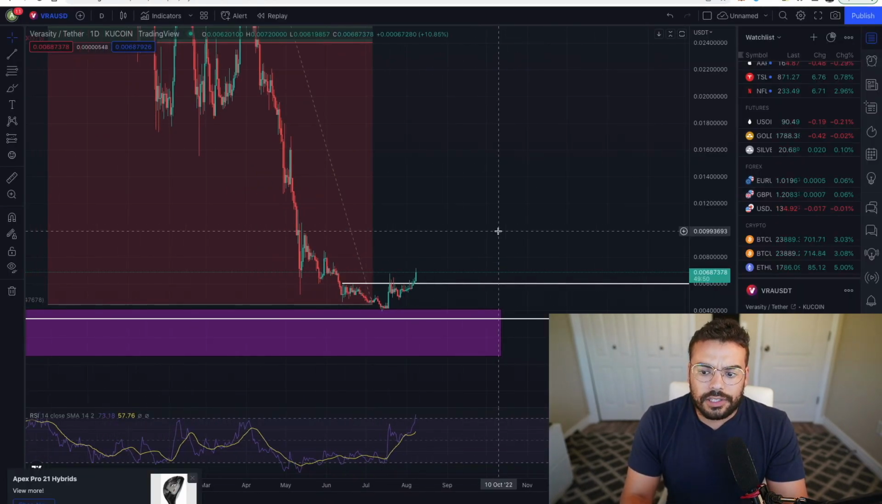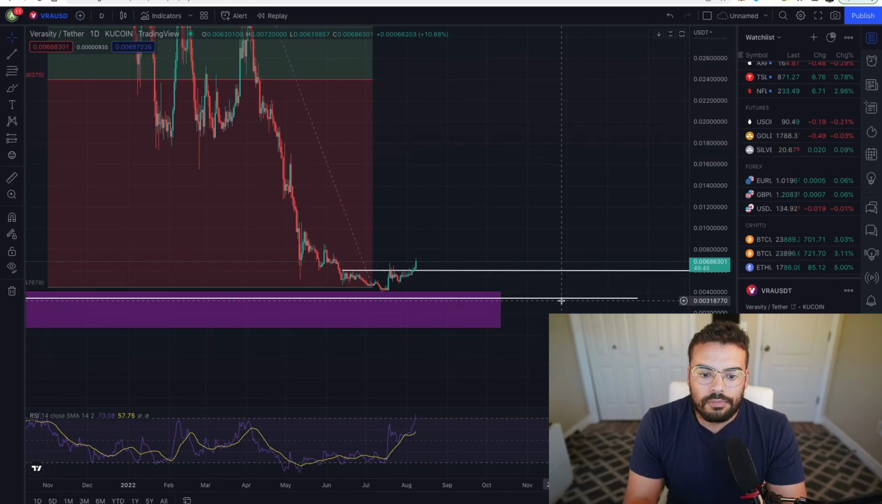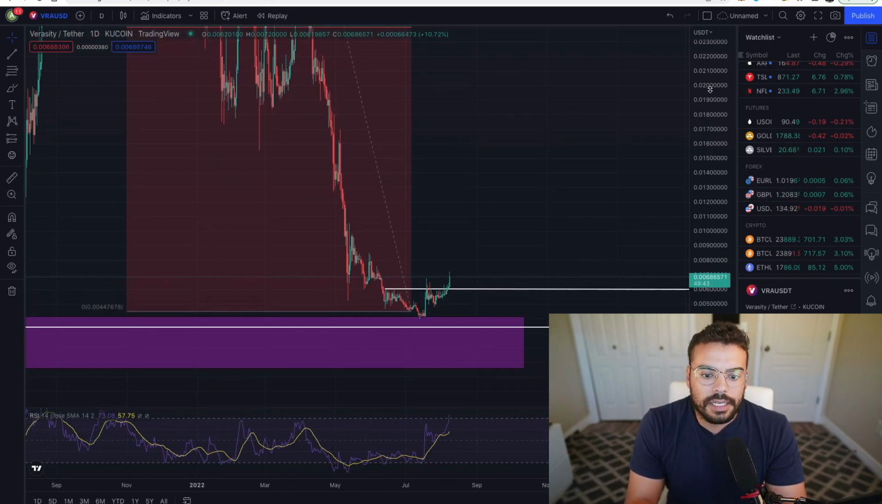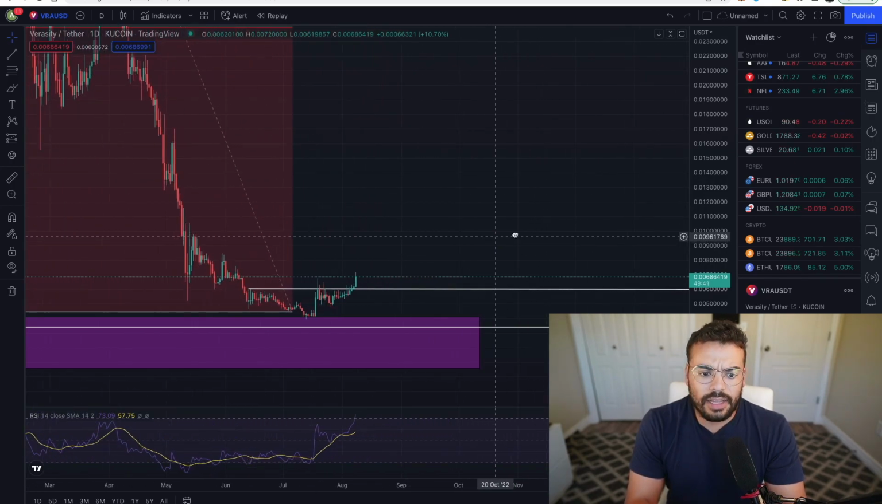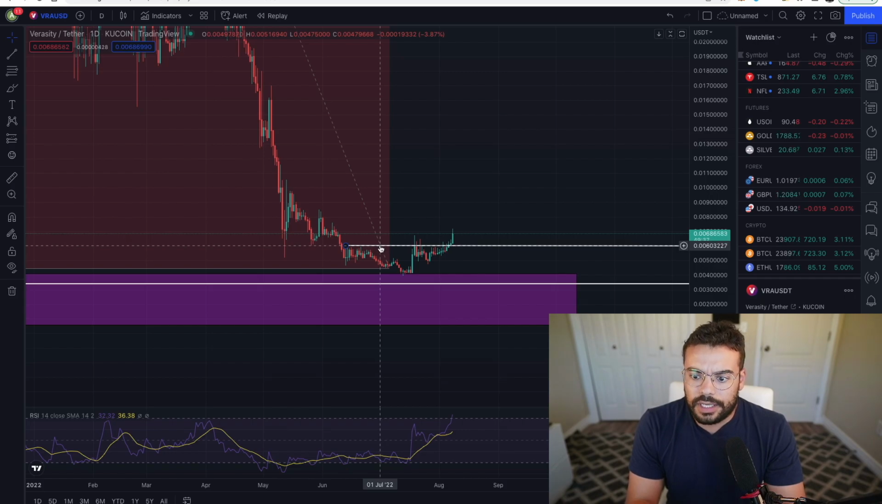Now, as we start to get to talk about price, I want to hop over here to the chart. And this is the daily Verasity chart. And last time we talked about this, we were talking about how critical this basically 0.6 of a cent marker was.